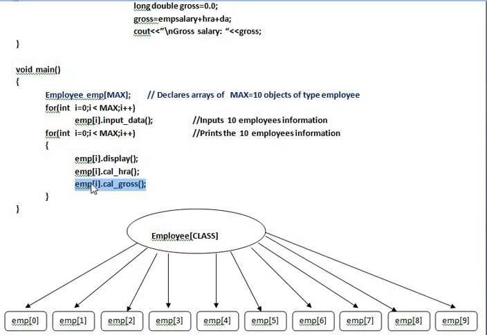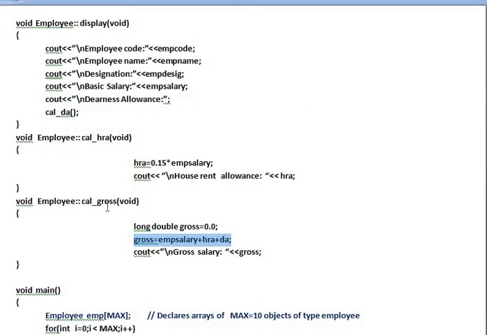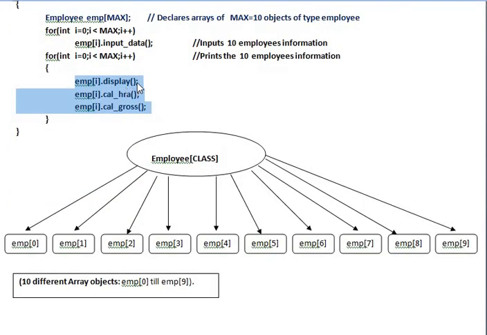Then in the last step, with the help of the same object emp0, it is invoking the member function cal_gross. In this member function, it is calculating the value of gross as emp salary plus hra plus da, and then it prints the gross salary as gross, the value of which will be shown. After executing these three statements, the control is going to move to the for loop again.